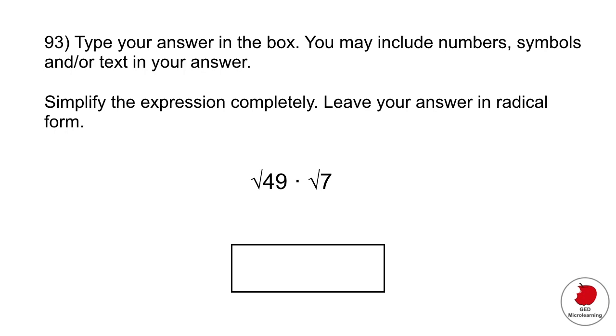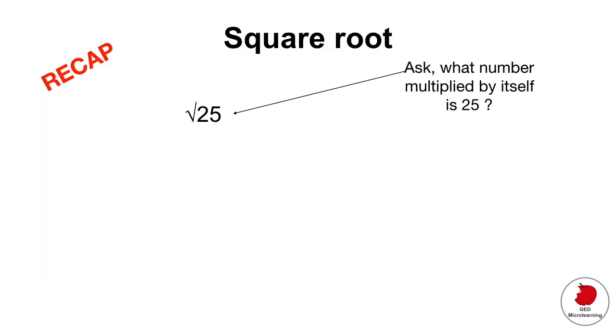All right, so here they're asking us to multiply two square roots together. And remember, because they're asking us to simplify the expression and leave it in radical form, what that means is it has to be like the lowest expression, basically. All right, so let's remind ourselves what a square root is. Whenever you have a number with a square root symbol, you have to ask yourself, what number multiplied by itself gives me this number?